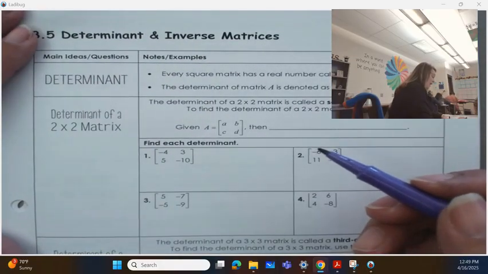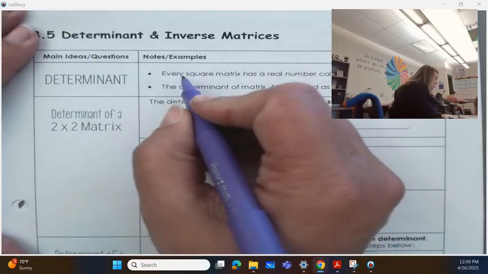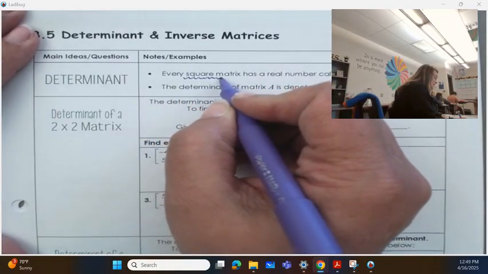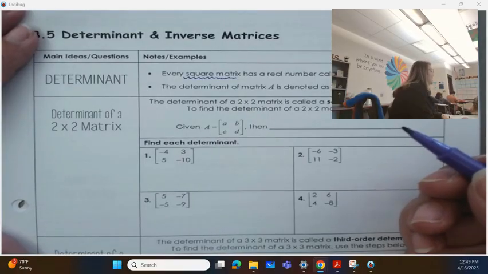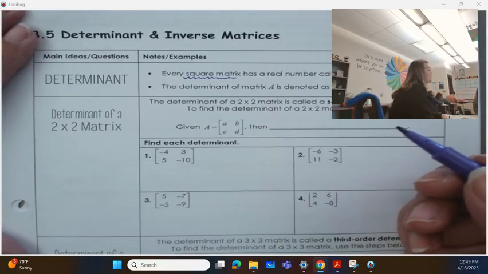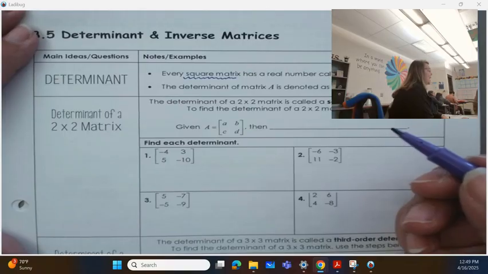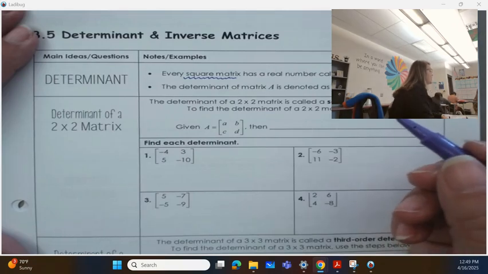So every square matrix, you guys remember what a square matrix is? We talked about it the other day. The dimensions are like 2 by 2 or 3 by 3 or 4 by 4. It can only be a square matrix that would have a determinant. If it's not a square matrix, it can't have a determinant. So every square matrix has a real number called a determinant.